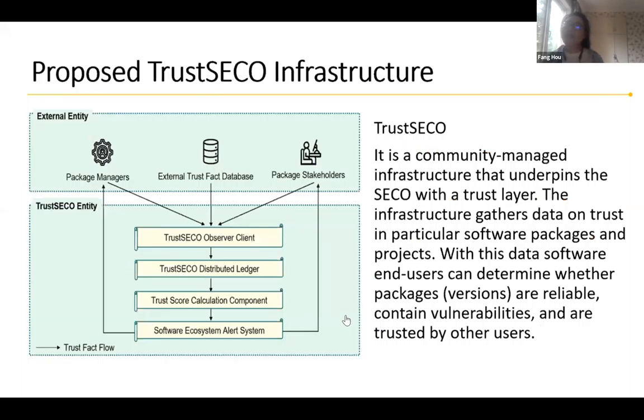And this is the TrustSQL infrastructure. TrustSQL is a community managed infrastructure that underpins the software ecosystem with a trust layer. The infrastructure gathers data on trust in particular software packages and projects. With this data, software end users can determine whether the package versions are reliable, contain vulnerabilities, and are trusted by other end users.